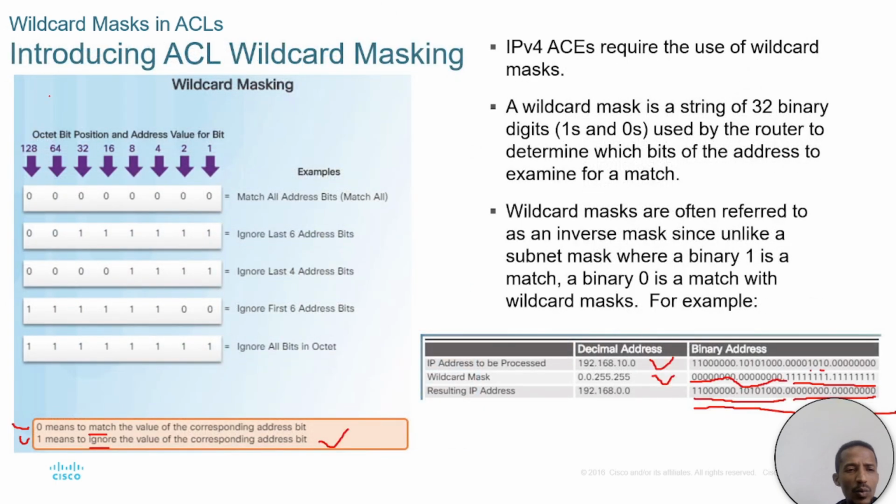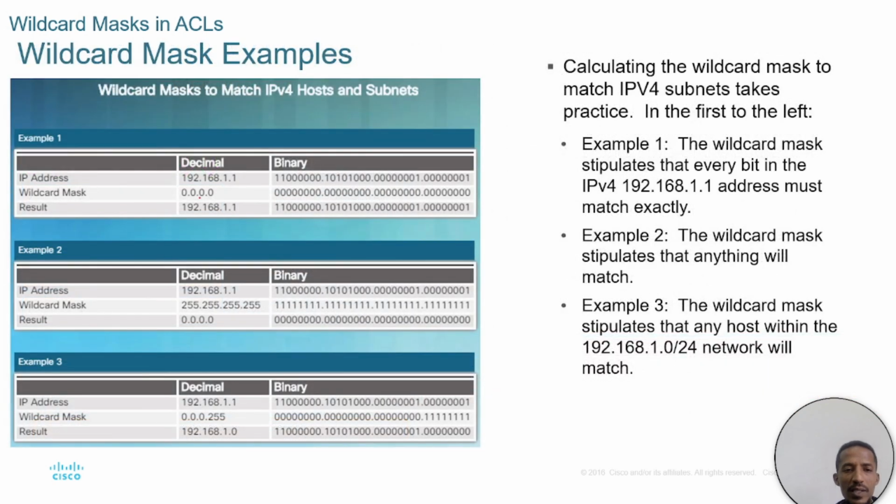So whenever you have 0, it means matching. Whenever you have 1, it means ignore. So if you have these numbers here, what does this mean? Match all address bits because they are 0. What does this mean? Match how many bits? The first 2 bits, and the last 6 bits will be ignored. What about this one? Match 4 bits and ignore 4. And so on.